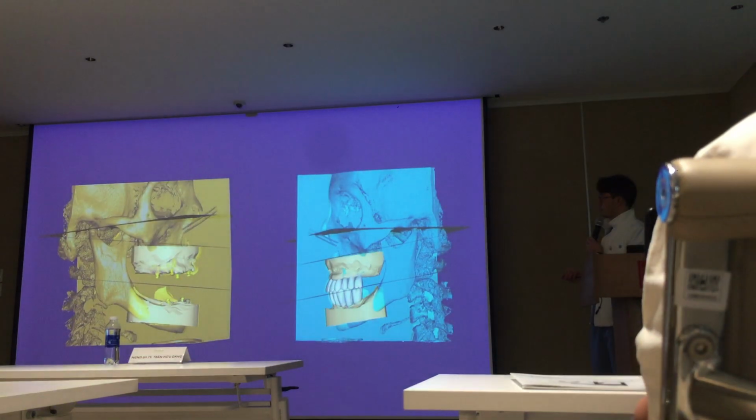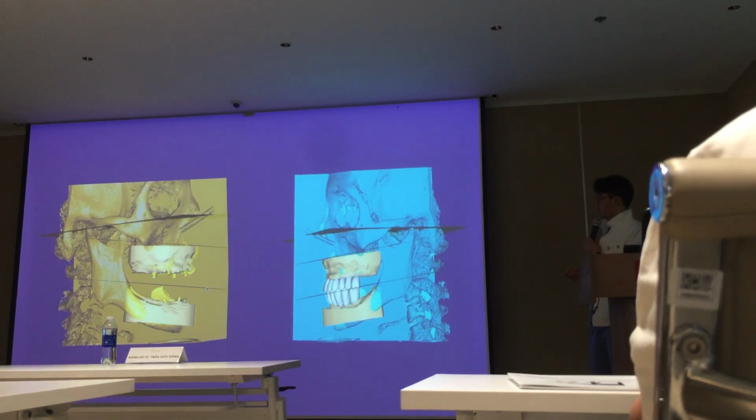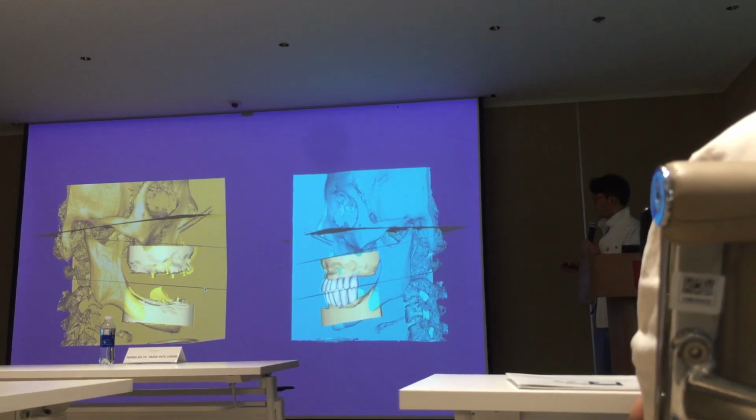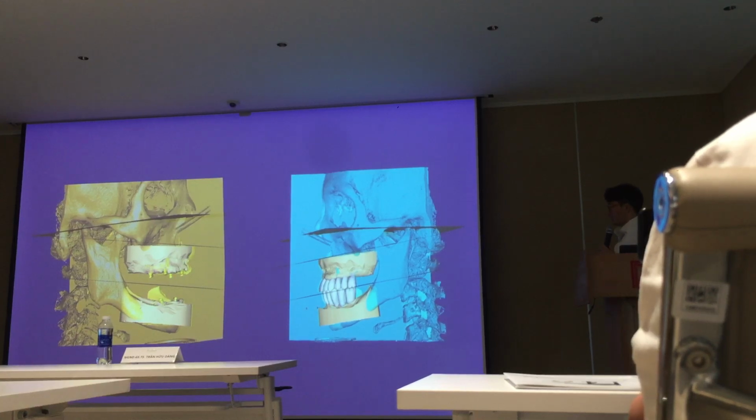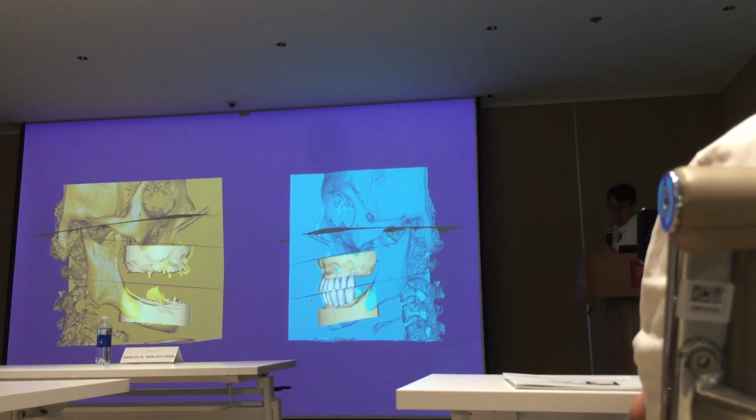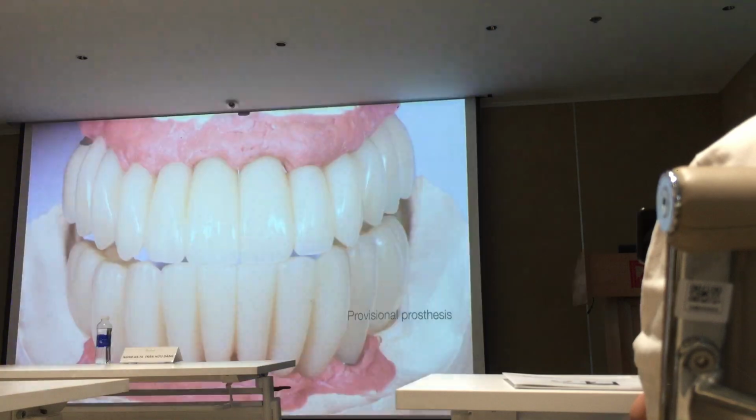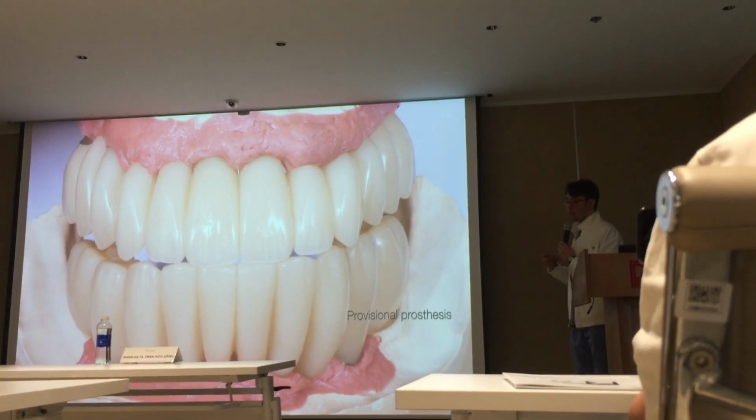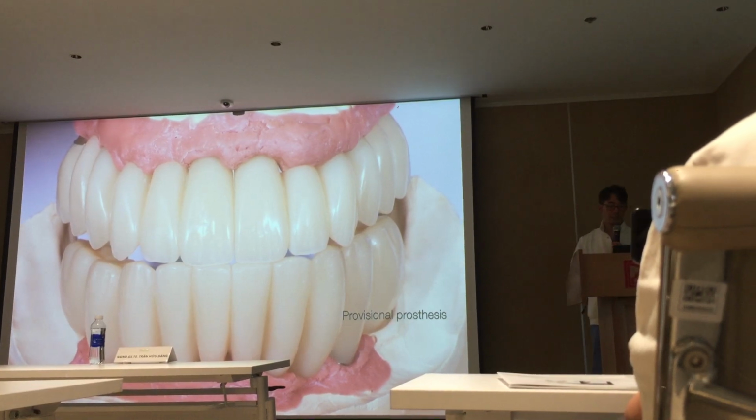With the occlusal plane established, you send it to the ExoCAD program, and then you design your prosthesis. And you can make a provisional. And when the provisional is done, you can move on to the final prosthesis.